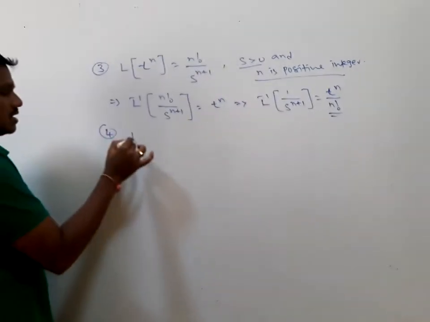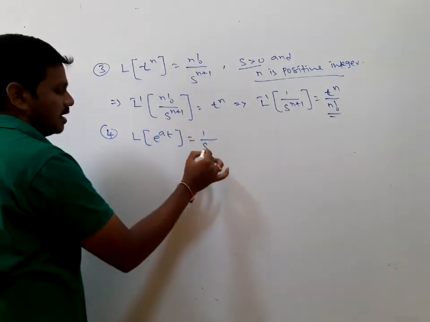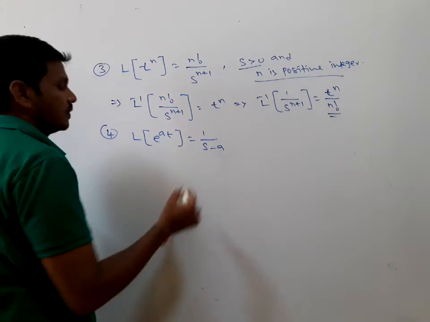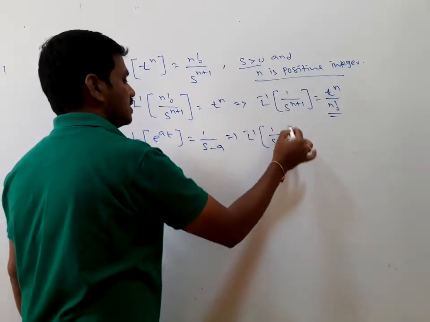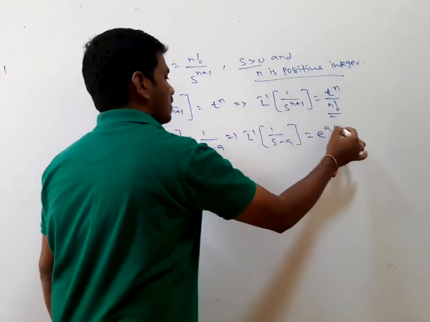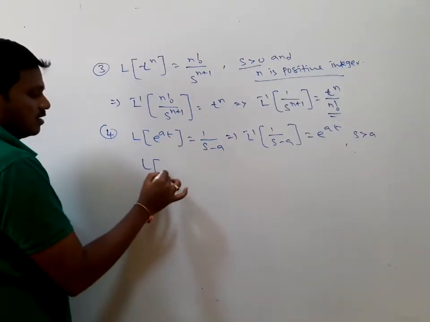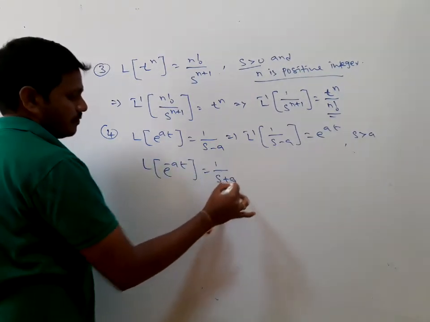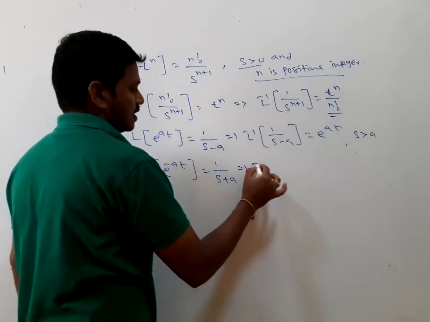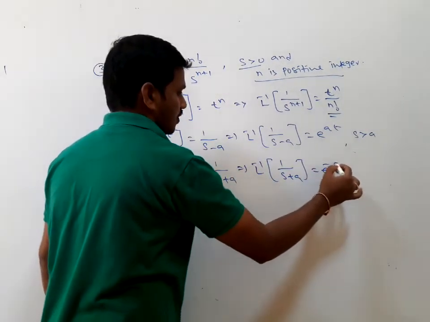Next, you know that the Laplace transform of e to the power of at is equal to 1 by s minus a, s greater than a. That implies L inverse of 1 by s minus a is equal to e to the power of at, for s greater than a. In the same way, you can write the Laplace transform of e to the power of minus at is equal to 1 by s plus a. That implies L inverse of 1 by s plus a is equal to e to the power of minus at.